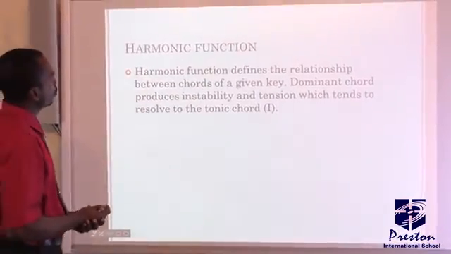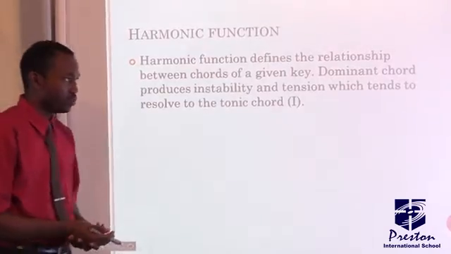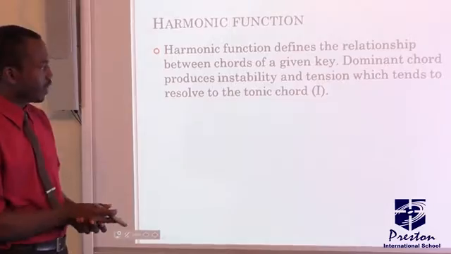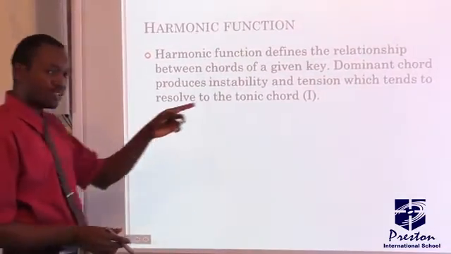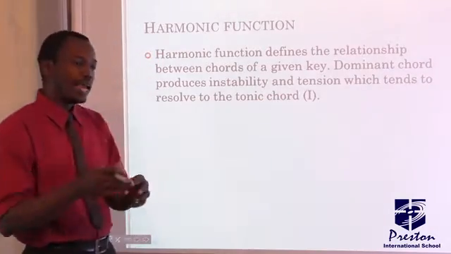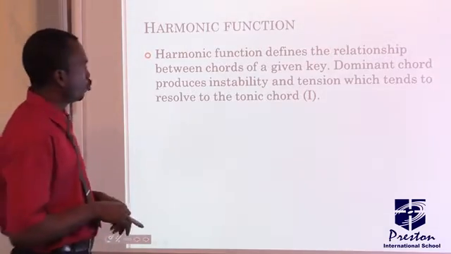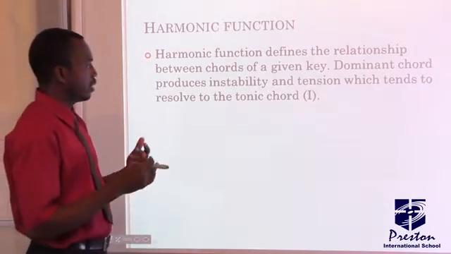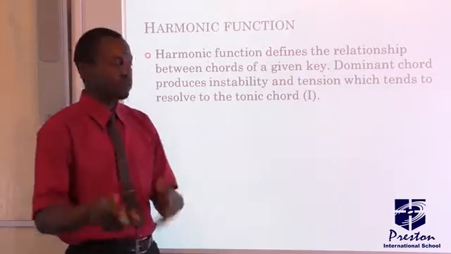Then harmonic function. Harmonic function defines the relationship between chords of a given key. Dominant chord produces instability and tension, which tends to resolve to the tonic chord. We're talking about dominant seventh chord here. There is a kind of instability that is produced when it is sounded on any instrument, and you need to resolve it. And most often, you normally resolve it into chord 1, which is do mi so.